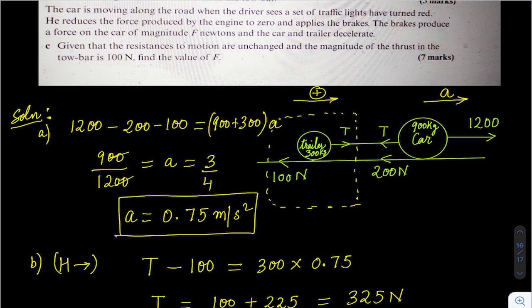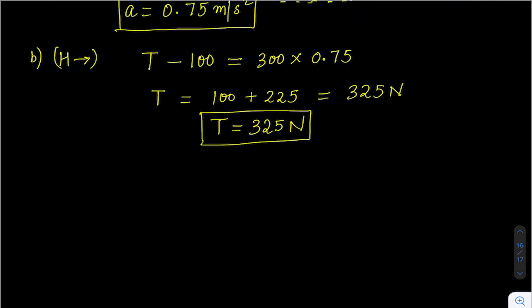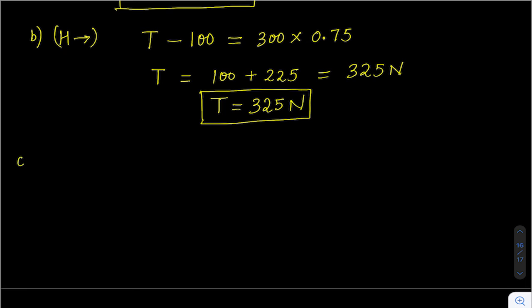Next part is, the car is moving along when the driver sees a set of traffic lights had turned red. So he stopped the car. The force produced by the engine goes to 0, and he applies the brakes. The brakes produce a force of F newtons, and the car and trailer decelerate. Given that the resistances to motion are unchanged. Okay, so basically this 100, 200 Newton remains unchanged, and the magnitude of the thrust in the tow bar is 100 Newtons.